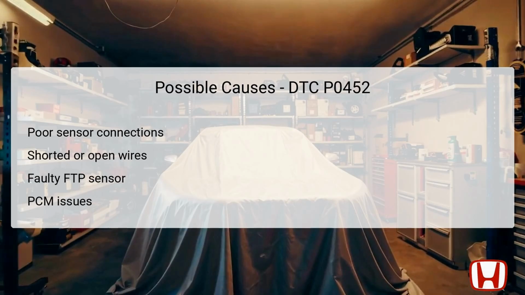A faulty FTP sensor itself can also be the culprit if it fails to output the correct voltage. Additionally, issues residing within the PCM could interpret signals incorrectly, requiring further diagnostic investigation. Each of these causes must be carefully evaluated to accurately identify the root of the problem.